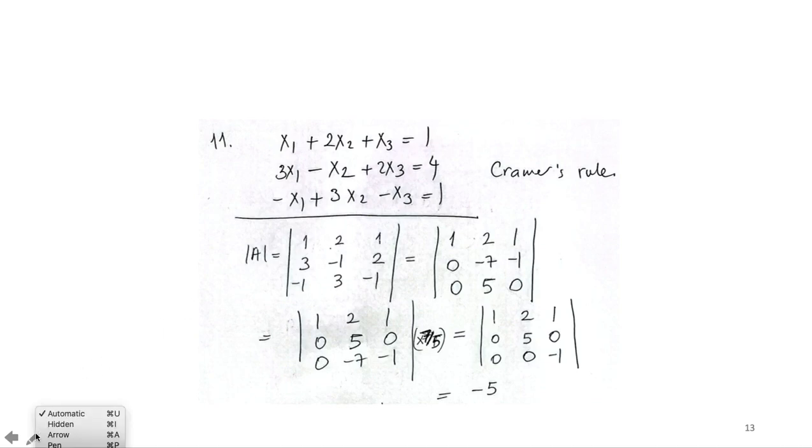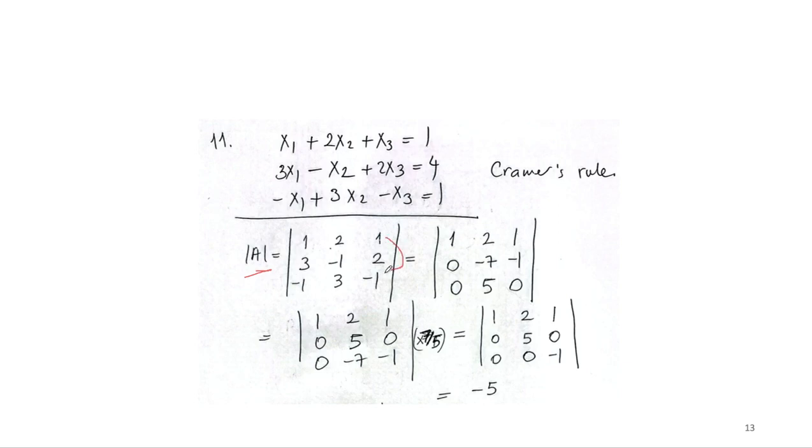Now another example, let's look at this quickly. Here you are asked to use Cramer's rule to solve this system of equations. You are given a system. You will start by writing that as your matrix A, a matrix of coefficients, and then as you see, we have these coefficients, and we will do some row operations to simplify this.